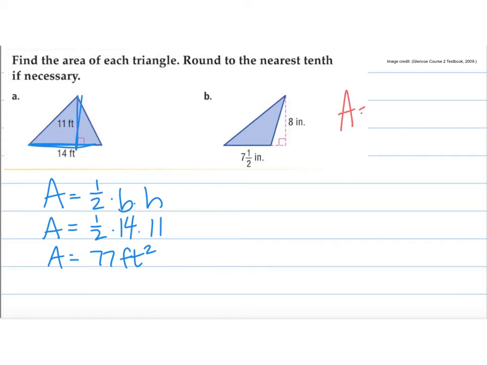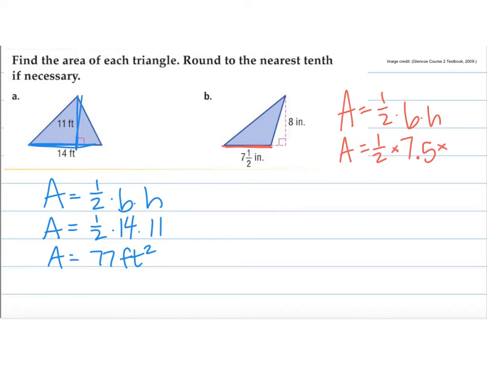All right, again, area equals 1/2 times base times height. Plug in your numbers from there. So the base would be one of these sides. I'm going to pick this side here, 7.5. I'm going to write it as a decimal.